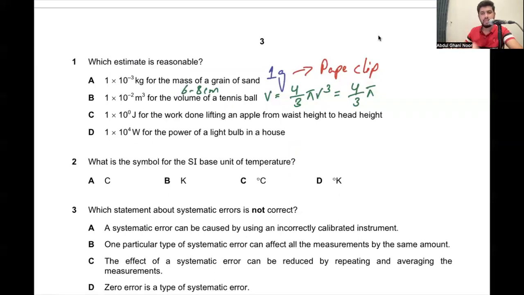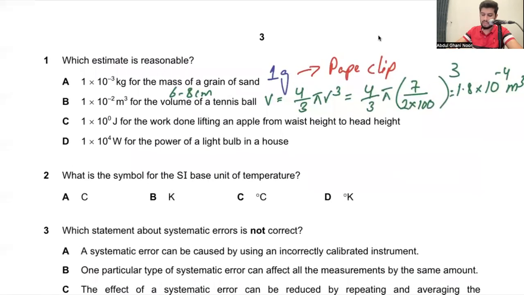And let's say it's 7 centimeters. So 4 upon 3 multiplied by pi into the radius being 7 divided by 2 and also divided by 100 to convert centimeters into meters, the entire thing cubed. And that gives you a rough value of 1.8 into 10 to the power minus 4 meter cube. And this here says 1 into 10 to the power minus 2, which is 100 times greater, which means this is an incorrect estimate.